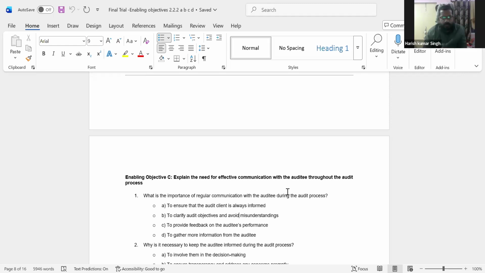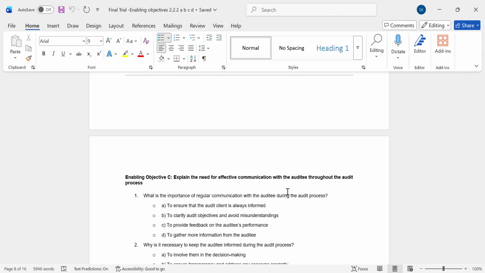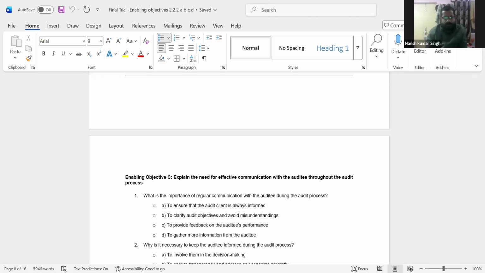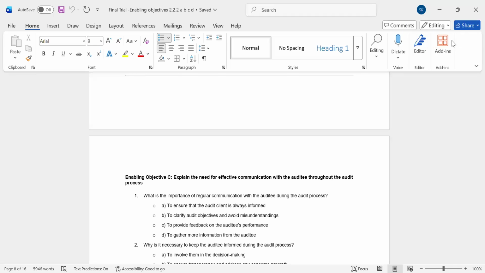Yes, sir. The answer would be, sir, to clarify audit objective and avoid misunderstanding. But communication here should also be the same, no? The concept is the same for both questions if you go through the clause. Yes, Shashikanta Mahanta, what is your view? I think A should be the answer, but we agreed that B is the answer, and the answer according to the answer sheet is also B.